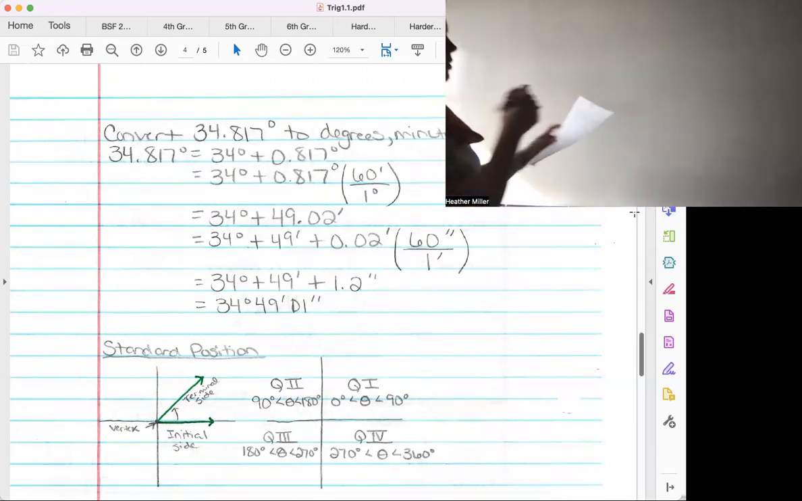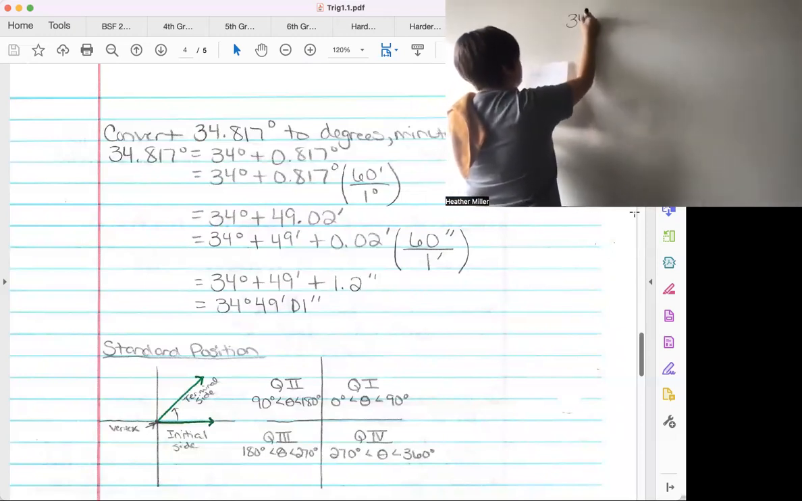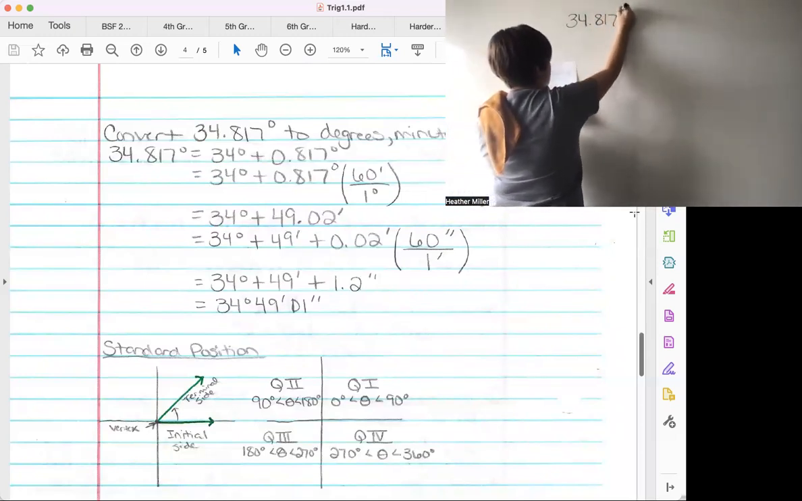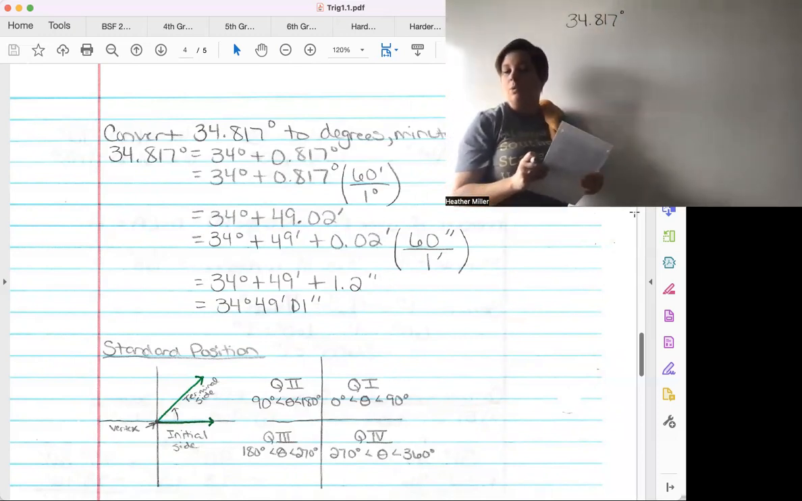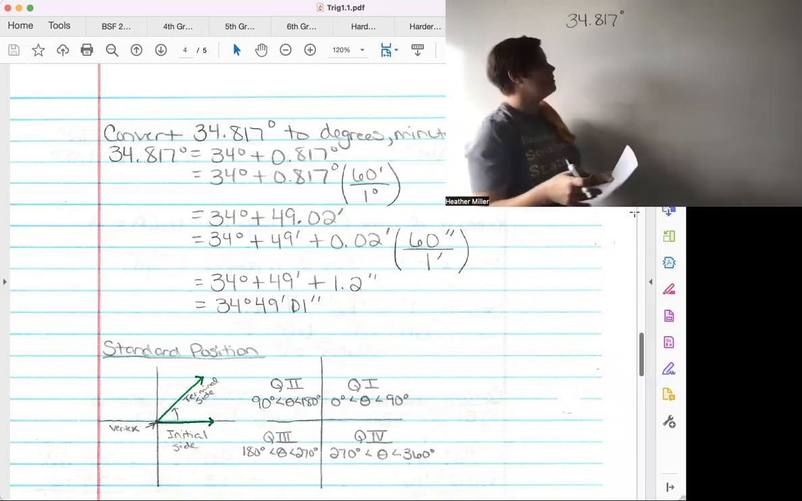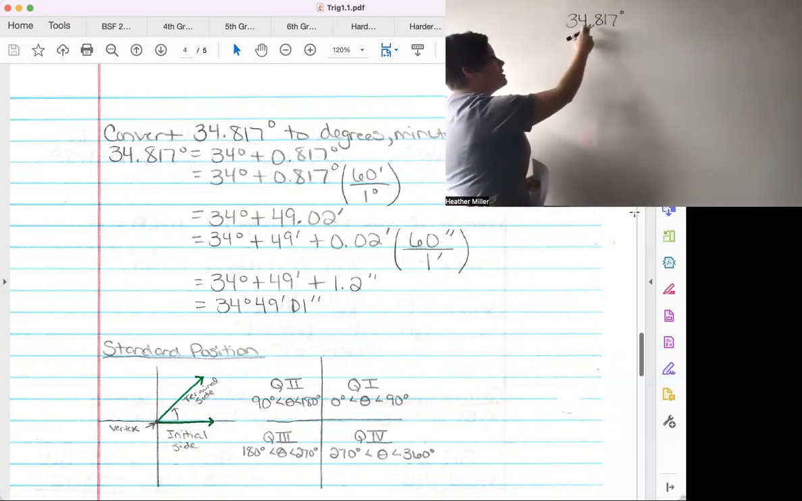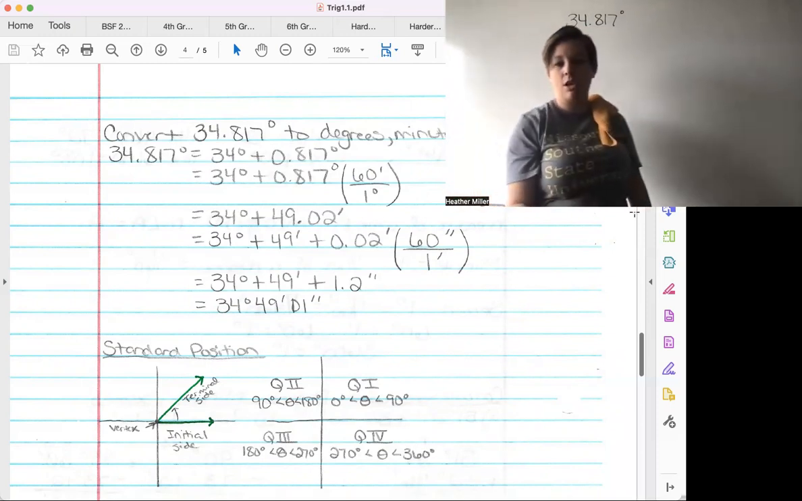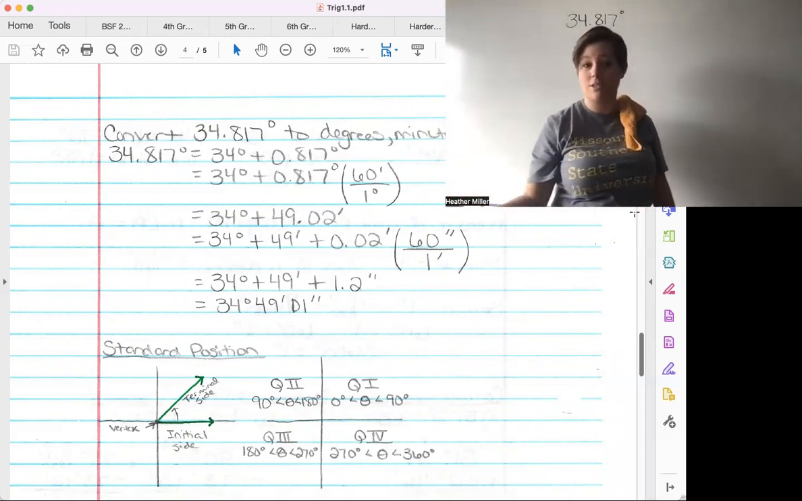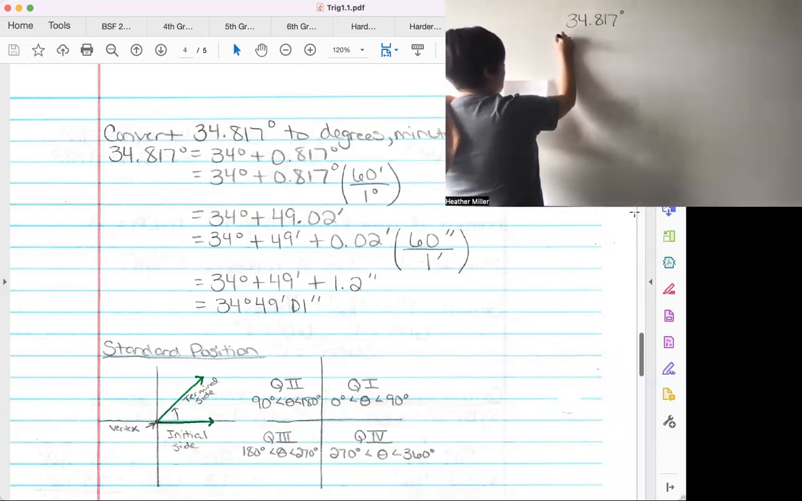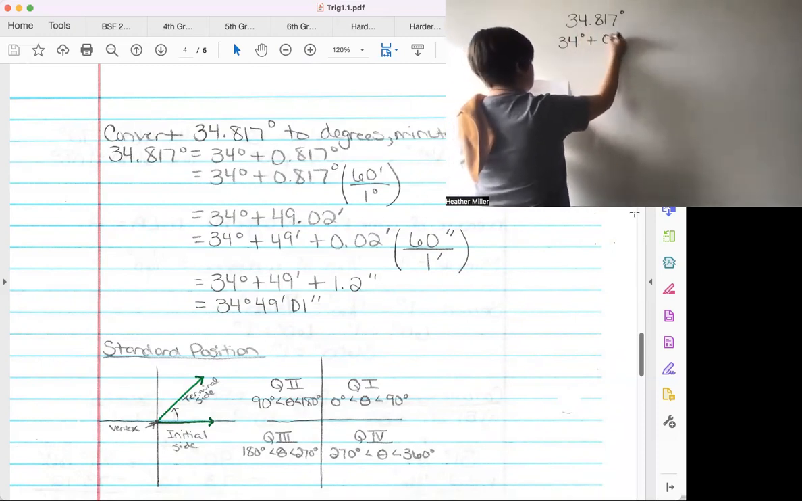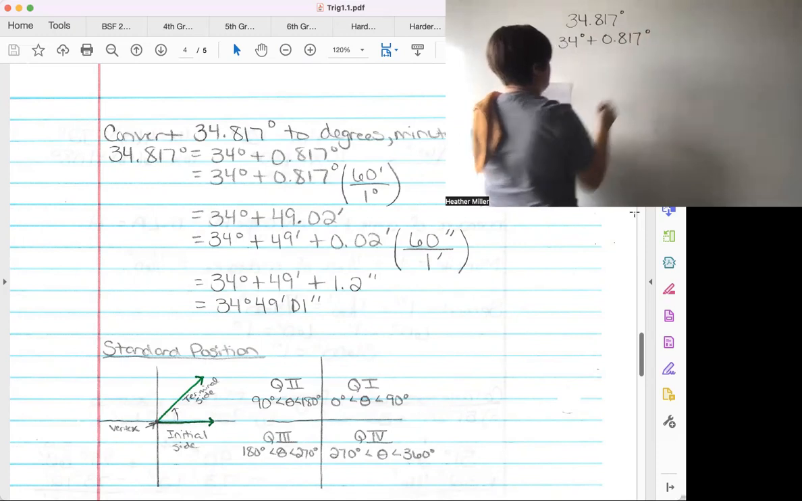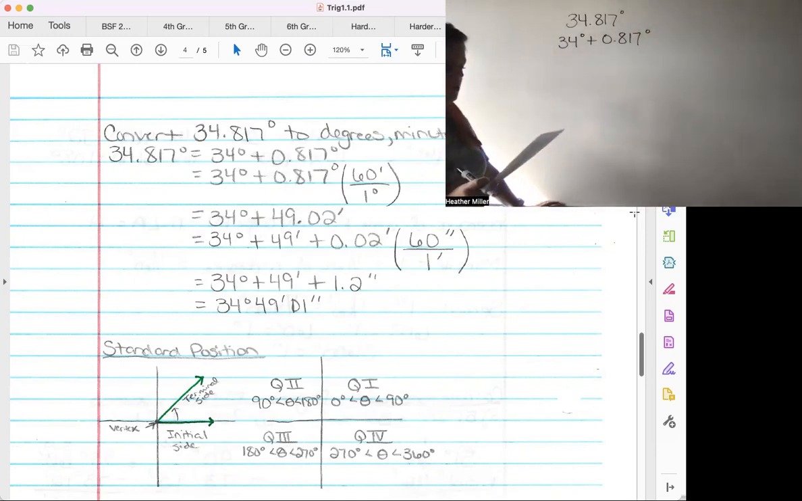So we have 34.817 degrees. And we need that to be converted into degrees, minutes, and seconds. Well, the nice thing is you already know the degree part, because the degree part is the whole number aspect. It's the 0.817 that we don't know how many minutes and how many seconds we have. So we have 34 degrees plus 0.817 degrees is what we have here. And we need to convert this over. So we've got to get some minutes out of it.